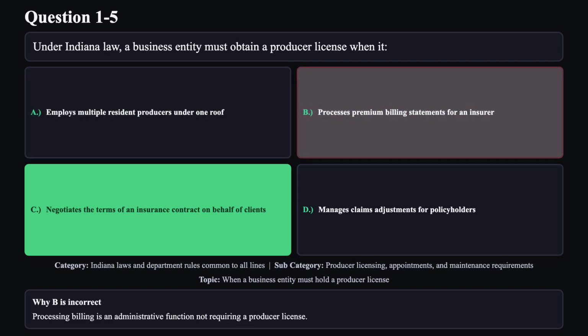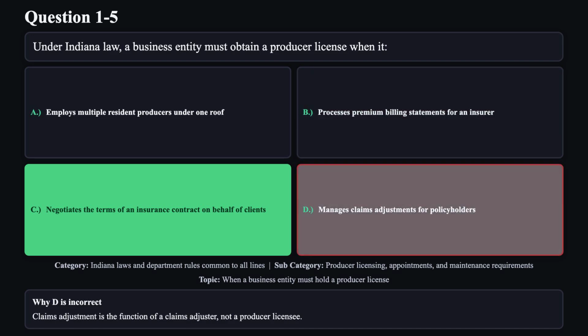Reason B is not correct. Processing billing is an administrative function not requiring a producer license. Reason D is not correct. Claims adjustment is the function of a claims adjuster, not a producer licensee.